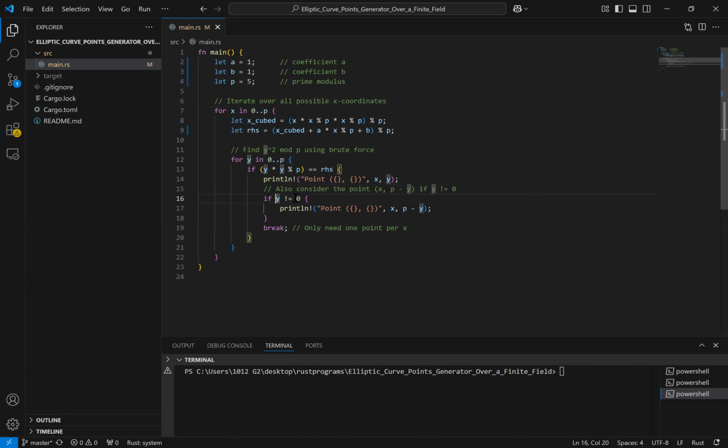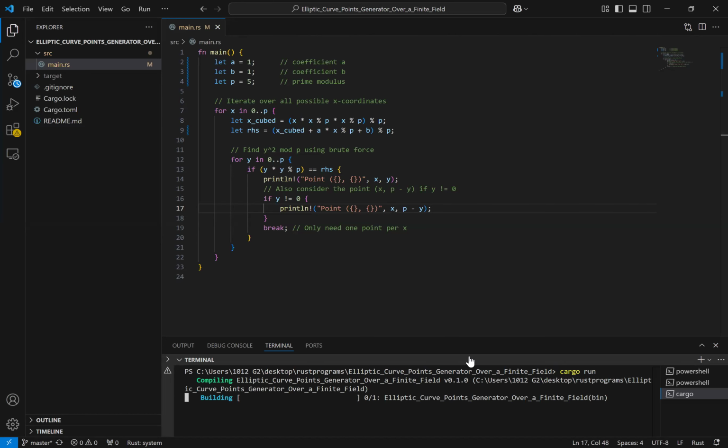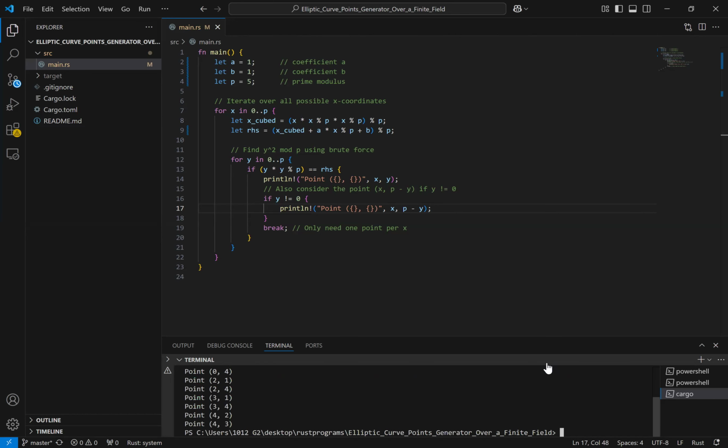Now, if Y is not equal to 0, then print this. If y is not equal to 0, we print this: X, then b minus 1. So this is supposed to give me all the points. Let me just run it. Yeah, so it has given me the points.